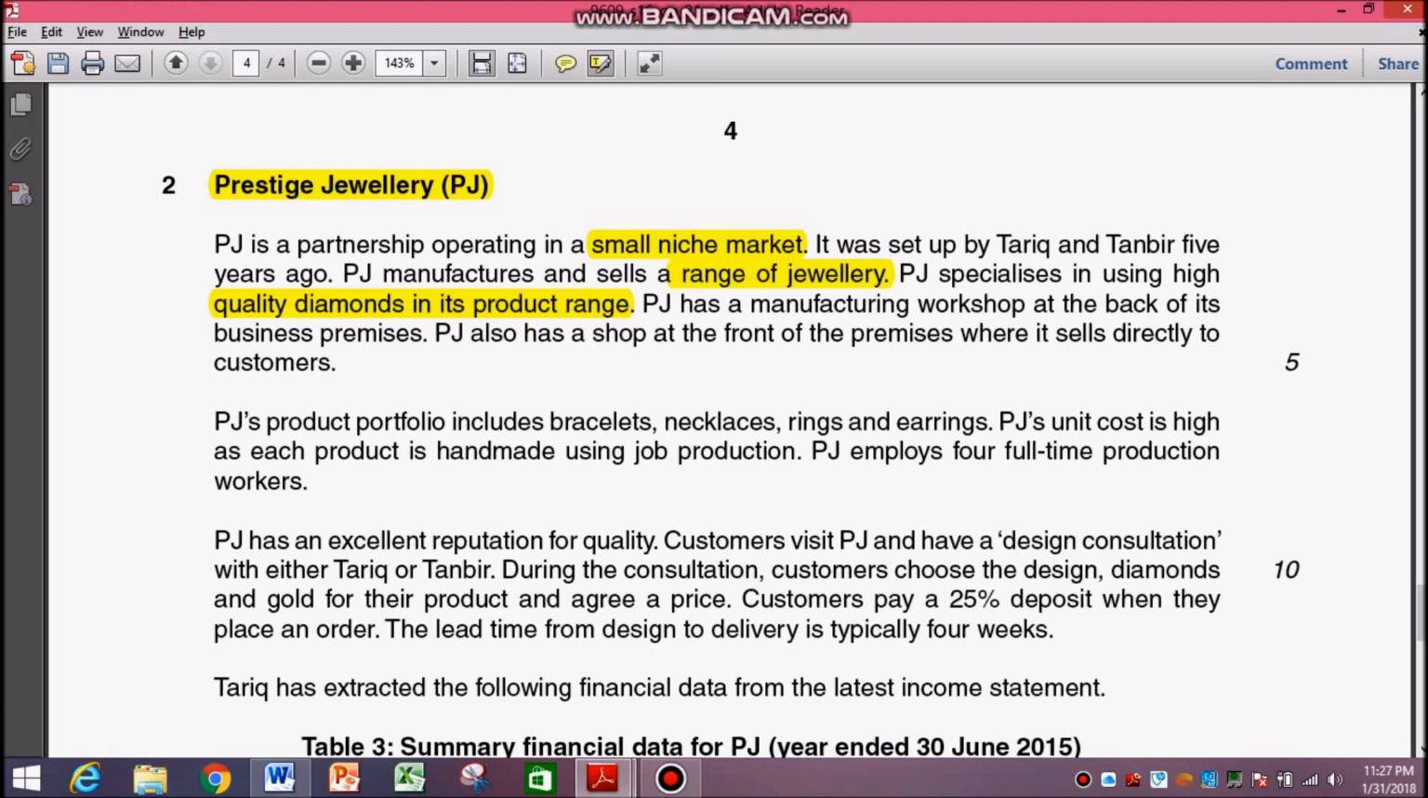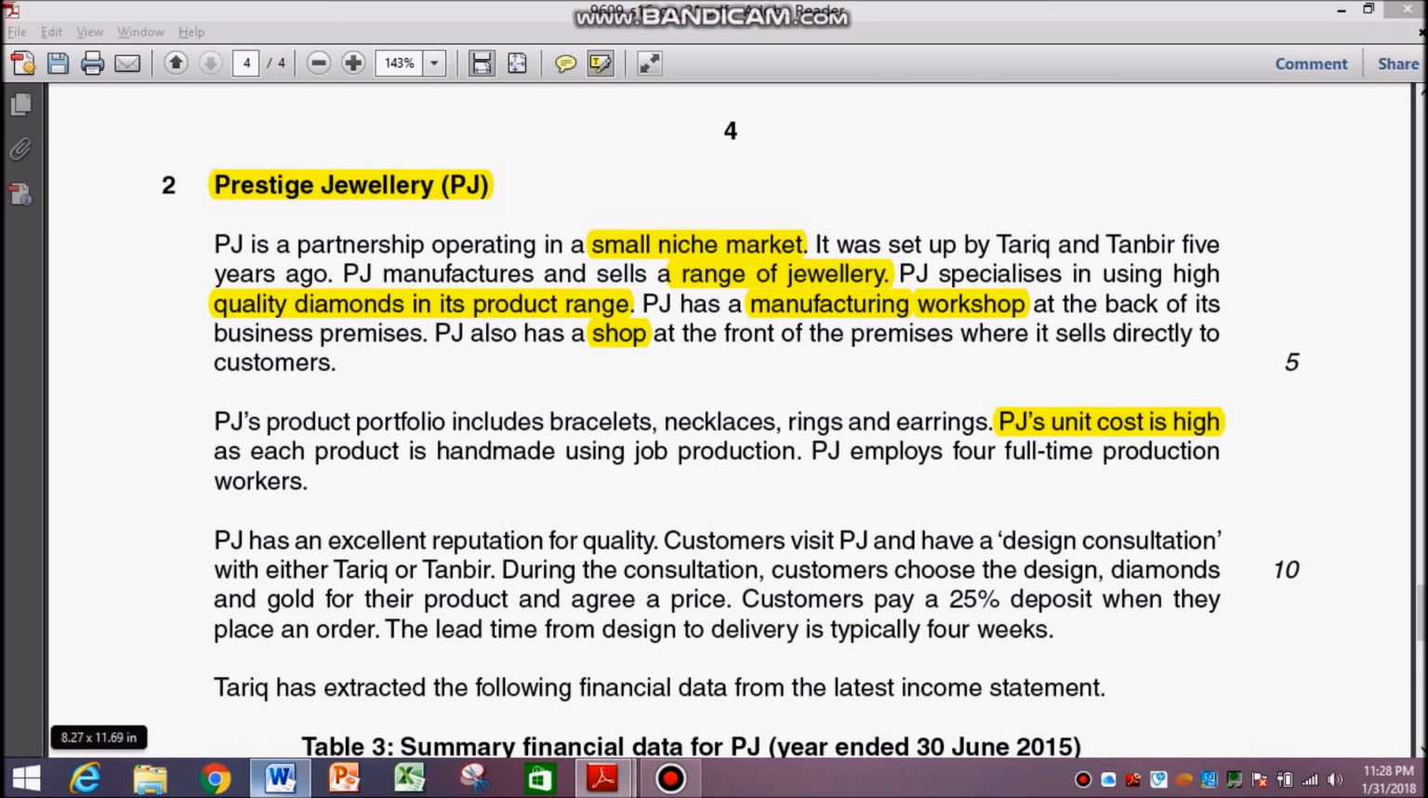PJ also has a shop at the front of its premises. This means that it's a manufacturing business and a retail business as well. PJ's product portfolio includes bracelets, necklaces, rings, and earrings. PJ's unit cost is high. Another reason why you would need cost data, because your unit cost is high. A benefit of cost data is to set appropriate prices.